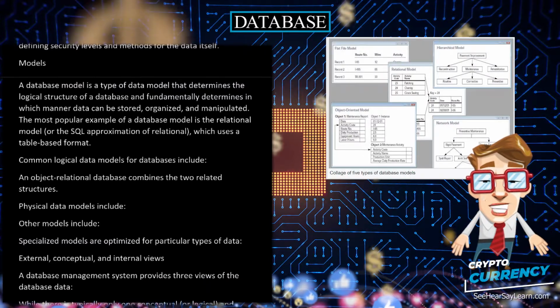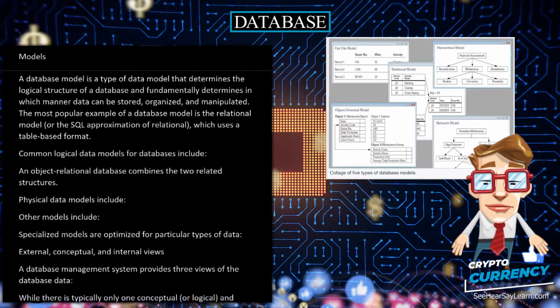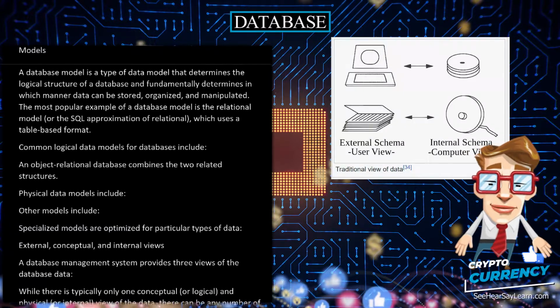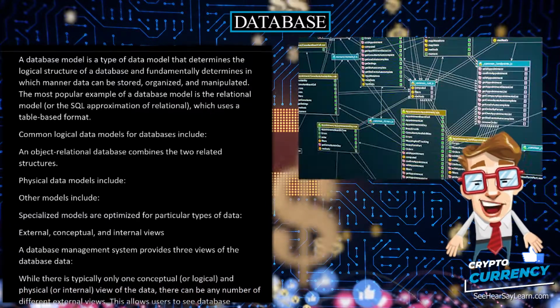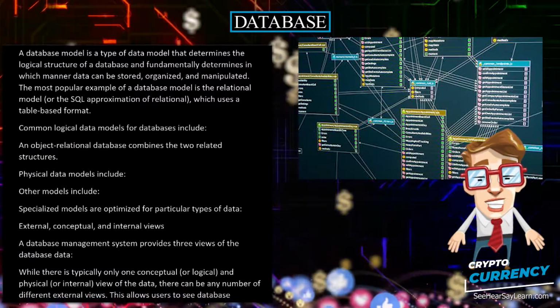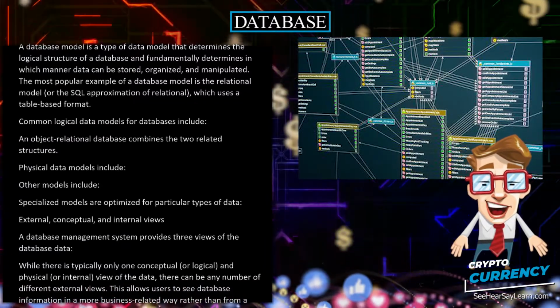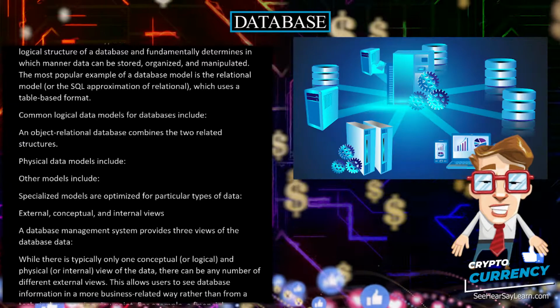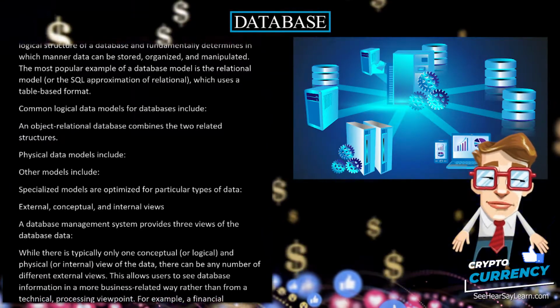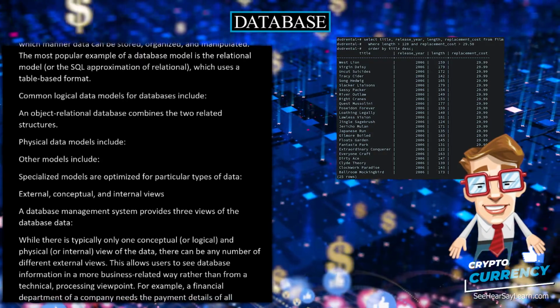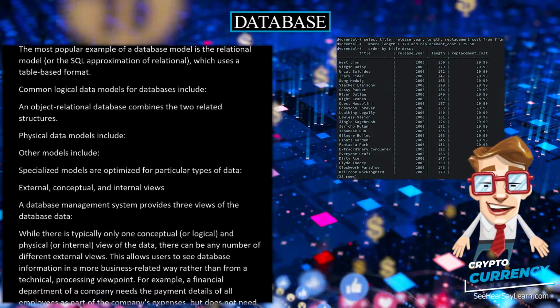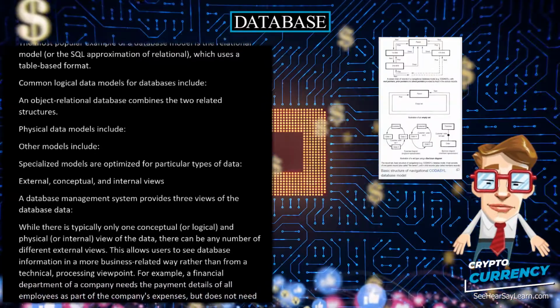This allows users to see database information in a more business-related way rather than from a technical, processing viewpoint. For example, a financial department of a company needs the payment details of all employees as part of the company's expenses, but does not need details about employees that are the interest of the human resources department. Thus, different departments need different views of the company's database.